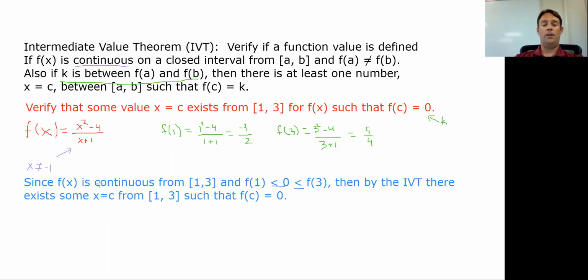I know that it's continuous from 1 to 3. I know that 0 falls between my two y values. Then the IVT says that there exists. Now, if I wanted to figure it out, I could, but that's not what it's asking me to do. It's not asking me to plug 0 in here and then solve it. I could do that to figure out where that value is.